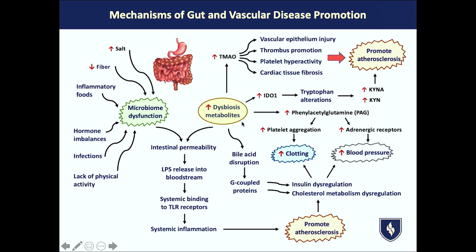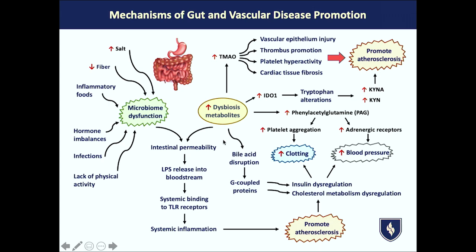And here you see the other metabolite, phenylacetylglutamine, being involved with dysbiosis, also promoting inflammatory receptor responses and also binding to adrenergic receptors that increase blood pressure, platelet aggregation, and increase clotting. And then TMAO we talked about, which causes vascular endothelial injury, thrombus formation, platelet hyperactivity, and cardiac issues. So this is really the GI model of the web.